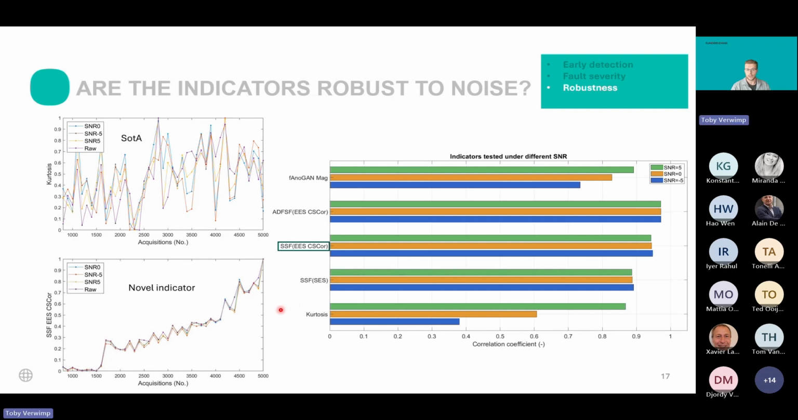This again can be quantified for different indicators across different tests even, and then we can again compare how robust the indicators are against noise in this case.